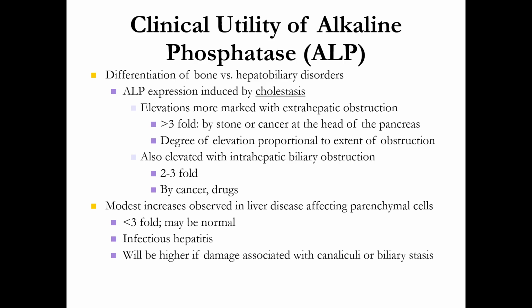Alkaline phosphatase, ALP, is used for differentiation of bone versus hepatobiliary disorders. ALP expression is induced by cholestasis. Elevations are more marked with extrahepatic obstruction, greater than 3-fold, by a stone or cancer at the head of the pancreas. The degree of elevation is proportional to the extent of the obstruction. It's also elevated with intrahepatic biliary obstruction, 2 to 3-fold, by cancer or drugs. There's a modest increase observed in liver disease affecting parenchymal cells. Less than 3-fold may be normal, as in infectious hepatitis, and it will be higher if damage is associated with canaliculi or biliary stasis.